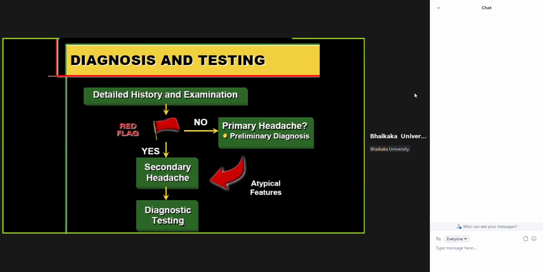So if you go to the previous slide, when we take history, first look for the red flags that we already discussed. If there are no red flags, then most likely the headache is primary, like migraine, tension type of headache, or cluster headache. You should treat according to the diagnostic criteria. If there is any red flag, then most probably it is secondary headache. You need to go for imaging, CSF, and further testing.